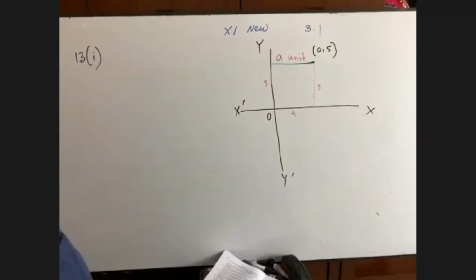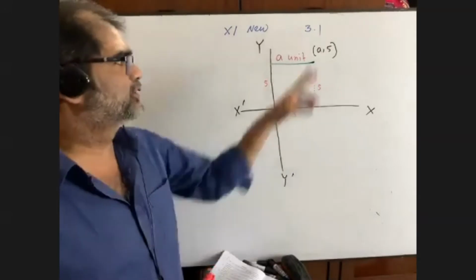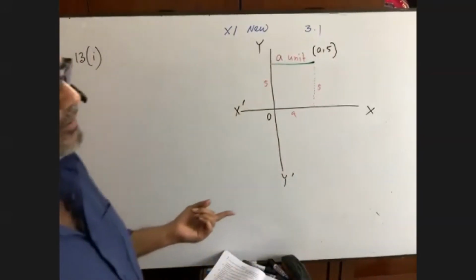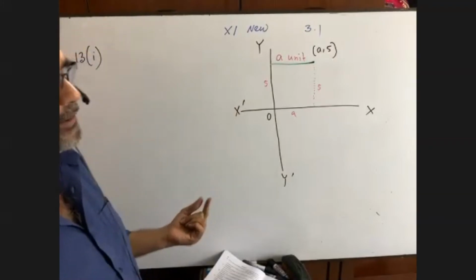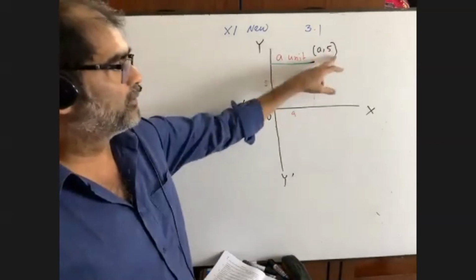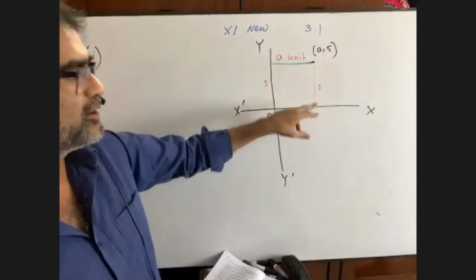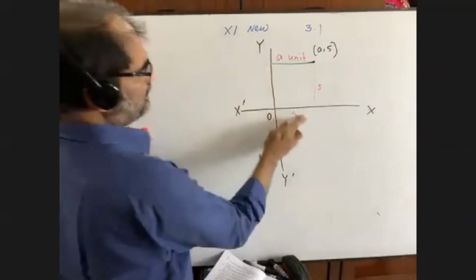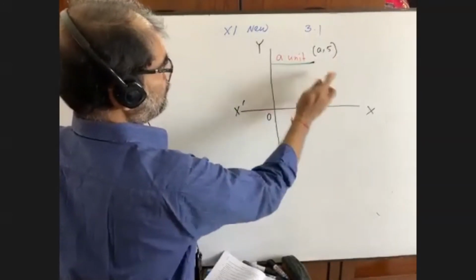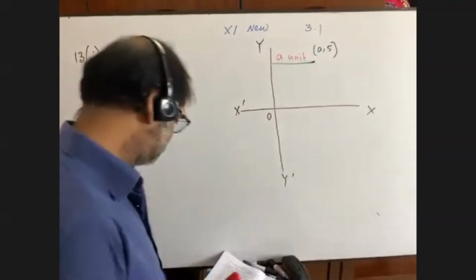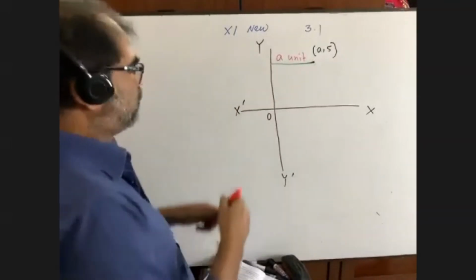But if you were told to determine the distance of this point from the x-axis, then what would be your answer? 5. I repeat, if you are told to determine the distance of the point (a, 5) from the x-axis, your answer would be 5, right? Anyway, it is not necessary in this math.